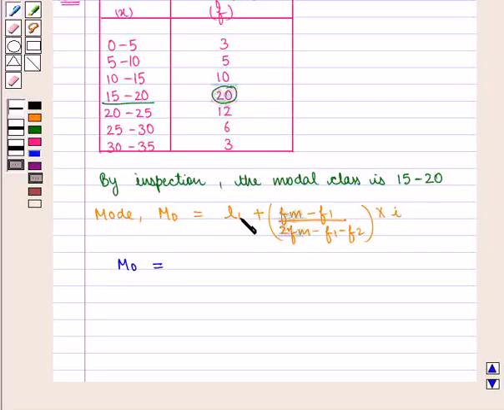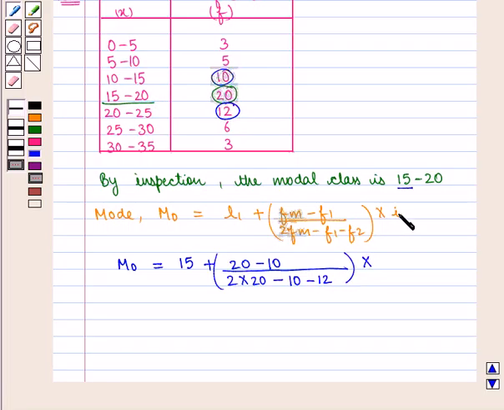M0 is equal to L1, that is the lower limit of the modal class, which is equal to 15, plus Fm, that is the frequency of the modal class, which is 20, minus F1, that is the frequency of the class preceding the modal class, that is given by 10, upon twice of Fm, that is 2 into 20, minus F1, that is 10, minus F2, that is the frequency of the class succeeding the modal class, which is given by 12, into I, that is the width of the modal class, which is given by 20 minus 15, that is 5.